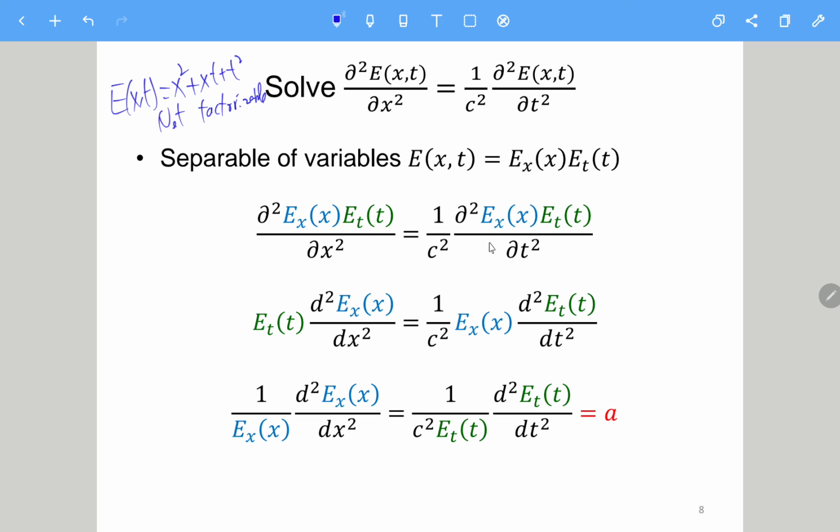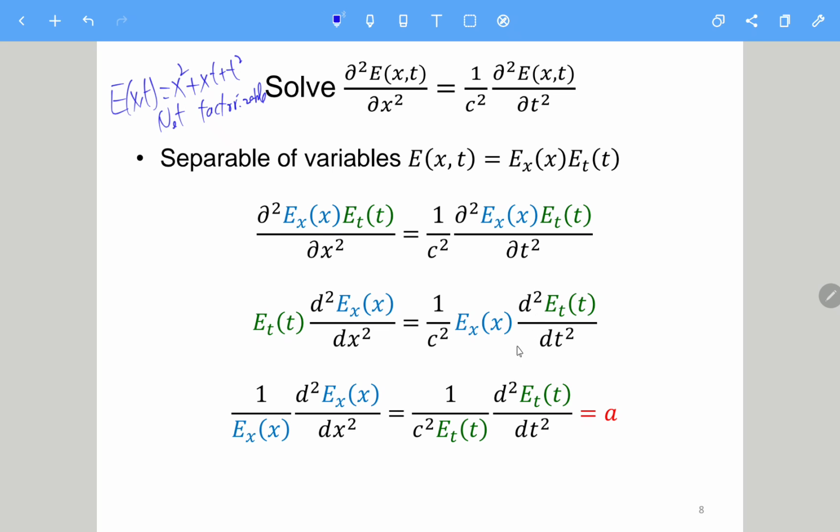On the right side, this partial derivative is with respect to time. So Ex is a constant. We can just put this out. So we put this out, and then this derivative of Et, this function is only related to time. So we can write it as the ordinary derivative, of course the second ordinary derivative, rather than the partial derivative.